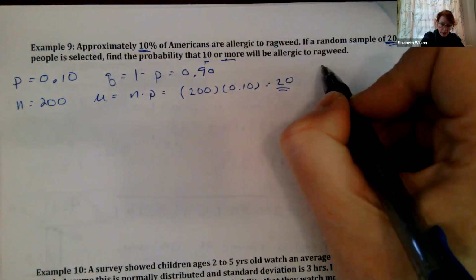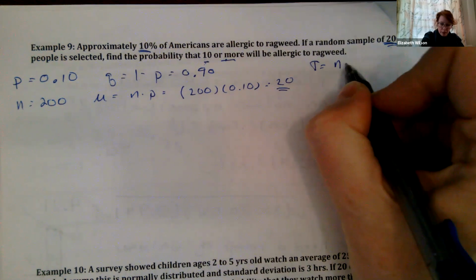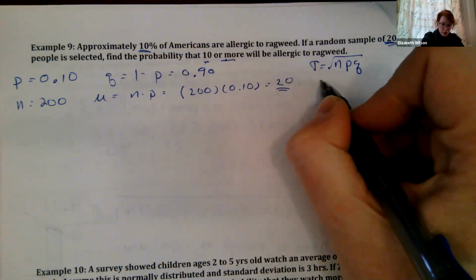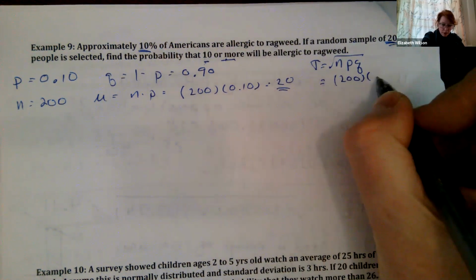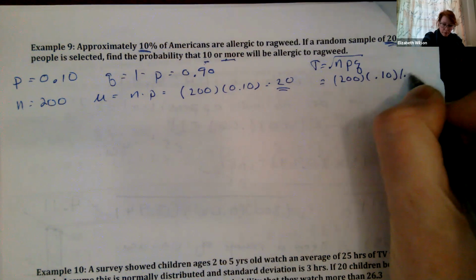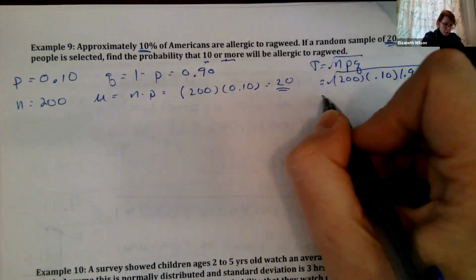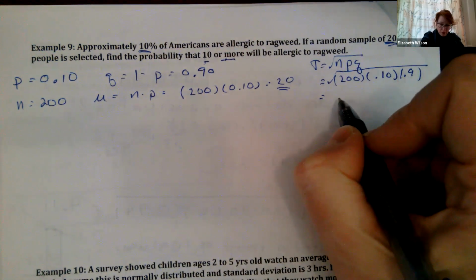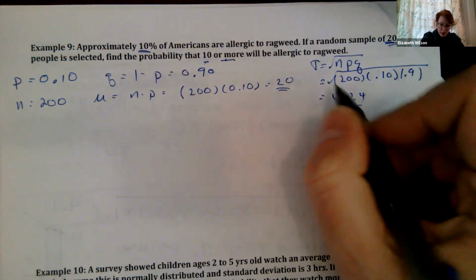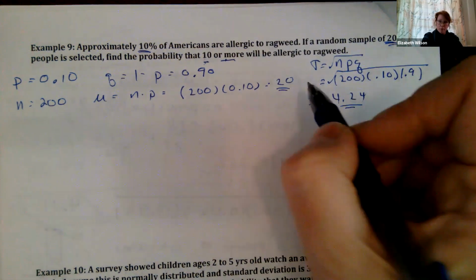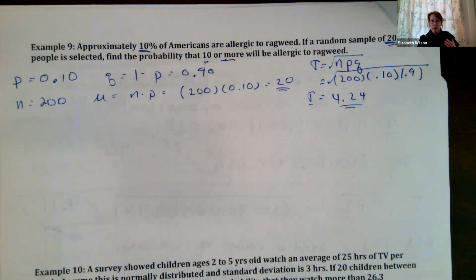So while we're here, we'll calculate out our square root of NPQ, which is our standard deviation, which comes up to be 4.24. Okay, so we've got our standard deviation and we have our mean. We're going to use those in our whole statistics calculation.